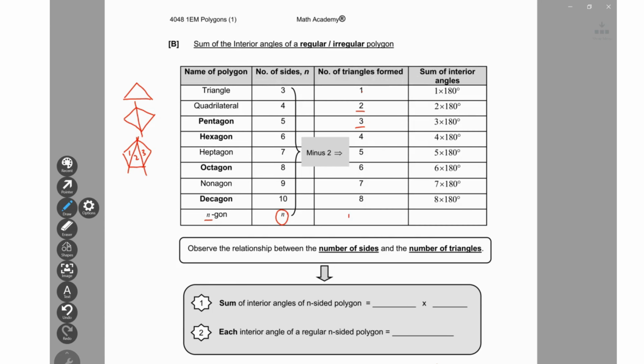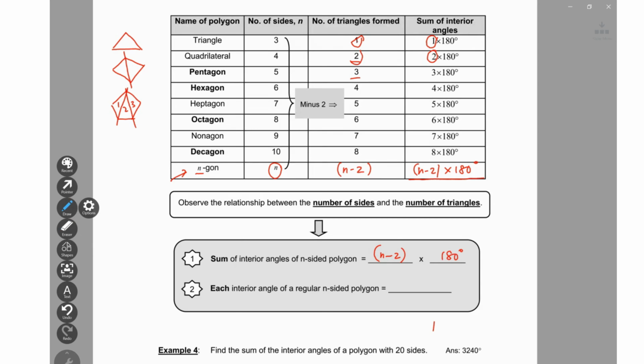Number 1 formula, sum of interior angles: take n minus 2 times 180 degrees. And number 2, each interior angle: you would take this sum of interior angles and divide by the number of sides. So you divide by the number of sides, n, for 1 interior angle. Each means 1 interior angle.